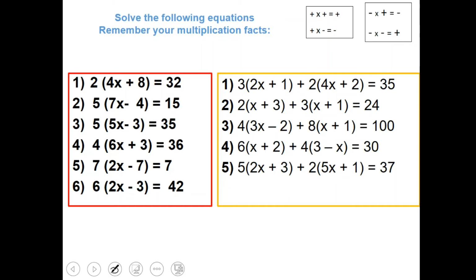As I say, the more complicated ones, these amber ones over here, have got 2 brackets. So you've got to expand the first bracket, expand the second bracket, and then solve the equation, okay? As normal, take a picture of your answers with working out to your 5 questions and upload this onto class charts to complete today's remote learning.